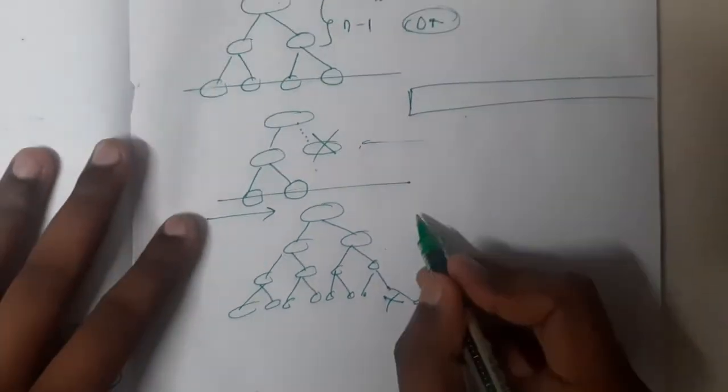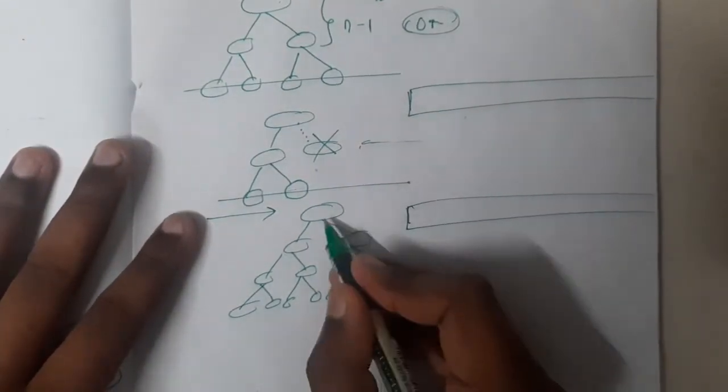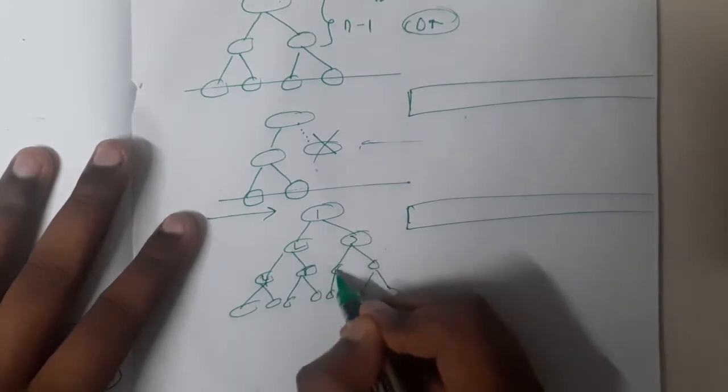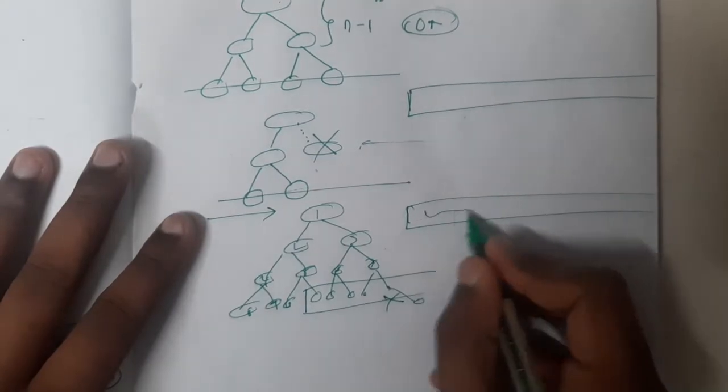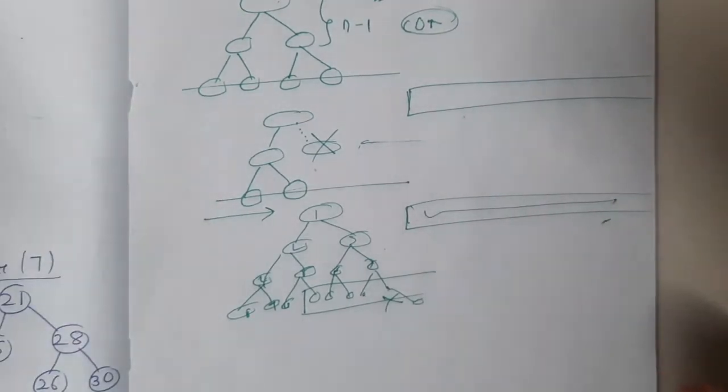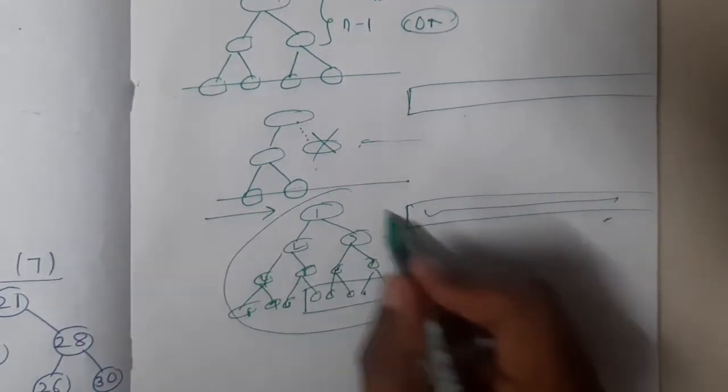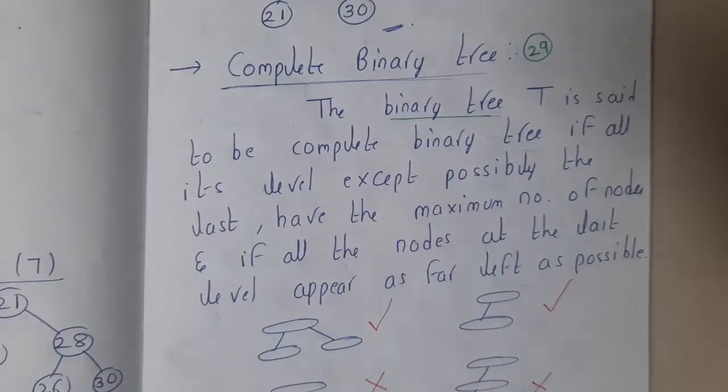So why is it easy to store in an array? Here 1, 2, 3, 4, 5, 6, 7, 8, 9, 10. Till here, assume these nodes are not there. It will simply be stored as 1, 2, 3, 4, 5, 6, 7, 8, 9, 10. What's there in that, right? That is the major advantage of a complete binary tree, guys.